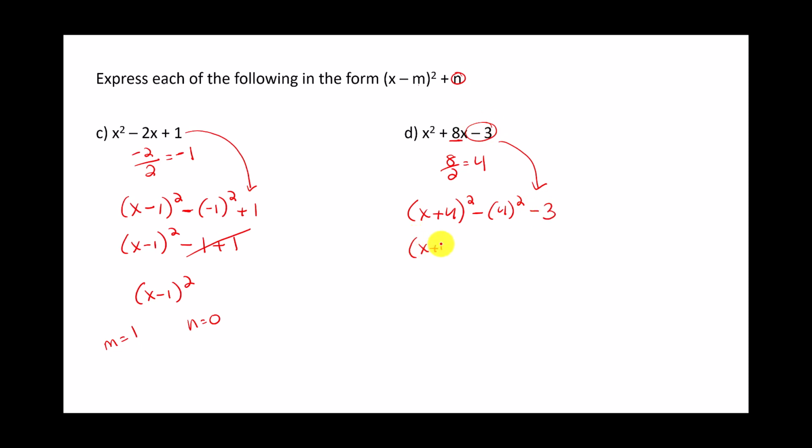This x plus 4 squared is going to stay the same, minus, and then 4 squared here is going to be 16, minus 3. So I am going to get x plus 4 squared, and then this negative 16 minus 3 becomes negative 19. And that's my form.